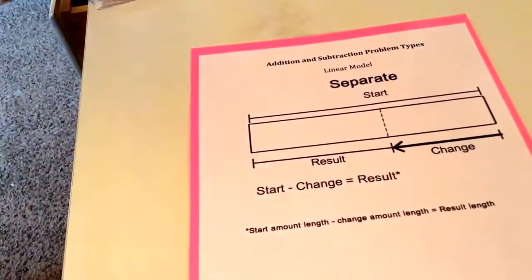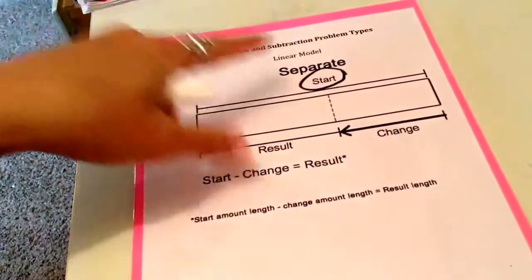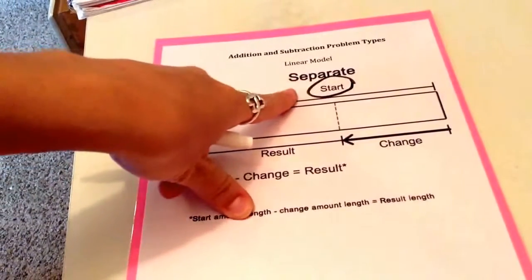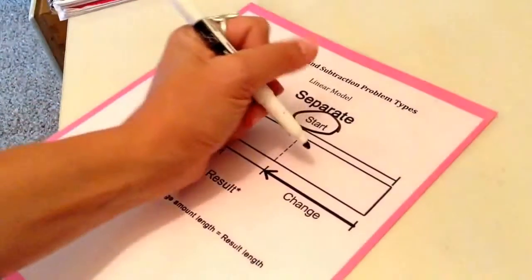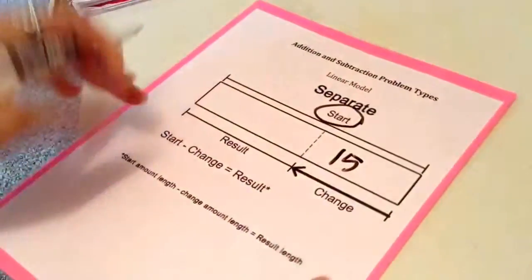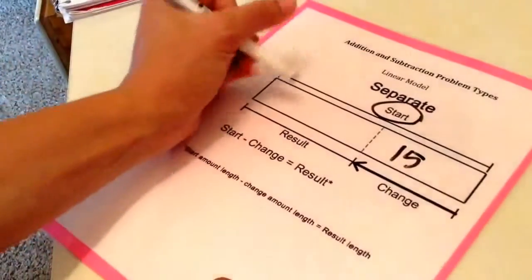So we are trying to figure out how many plants Samantha started with. So that is our unknown. We know that she gave away 15. That is our change. And now, as a result, she has 47.